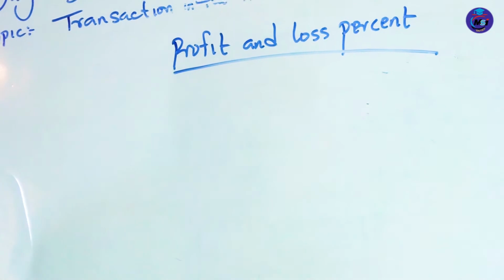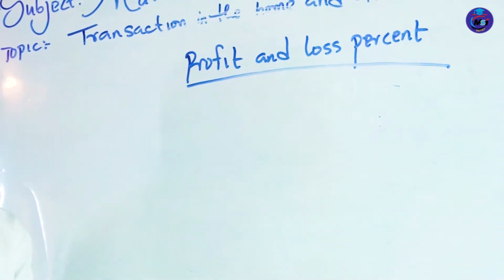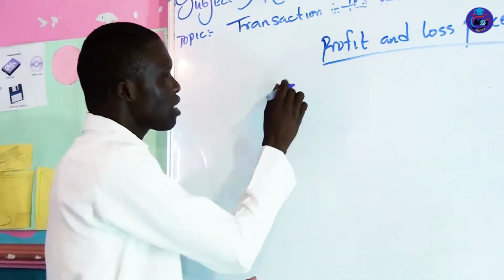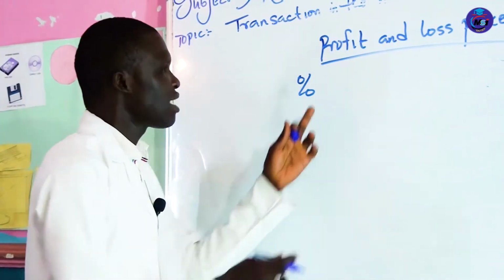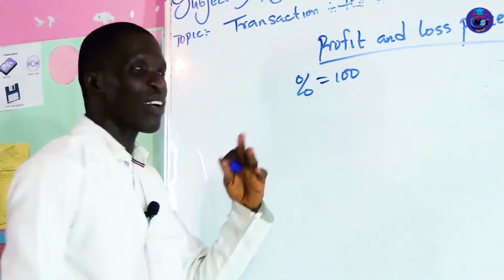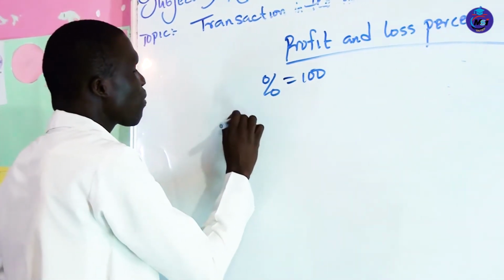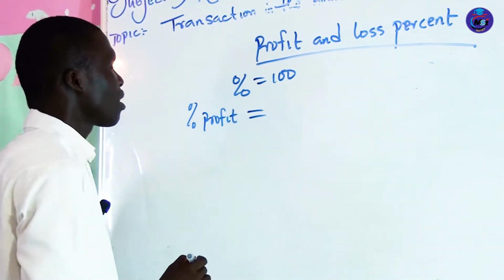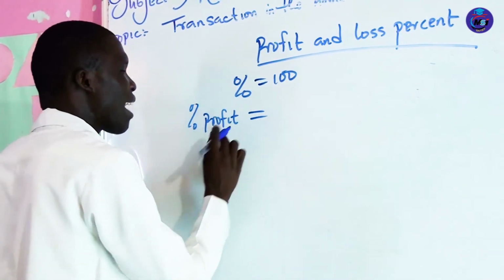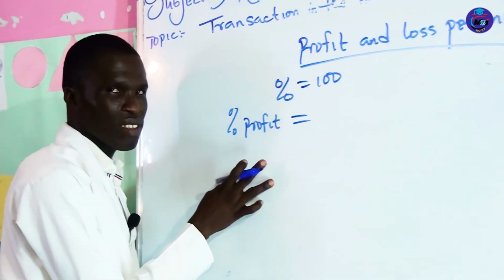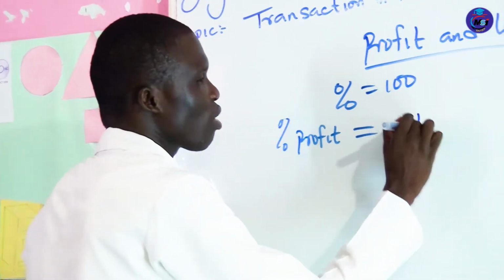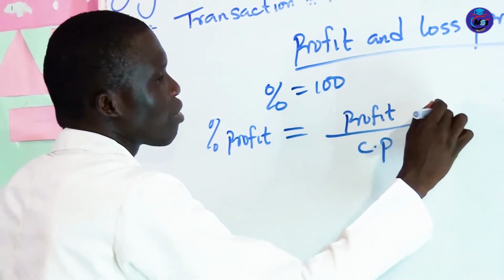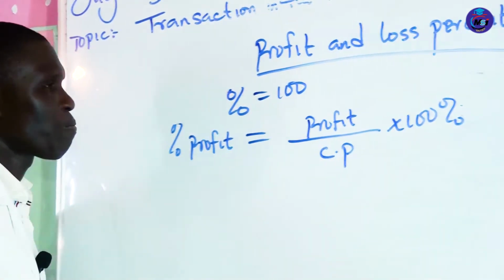Okay, class, we are looking at profit and loss percent. Before we start this, I need to remind you this is percent and it means 100. Okay, let's move forward. Now, percentage profit, or sometimes you call it percentage gain. So don't get confused with that. Equals profit divided by cost price multiplied by 100%.